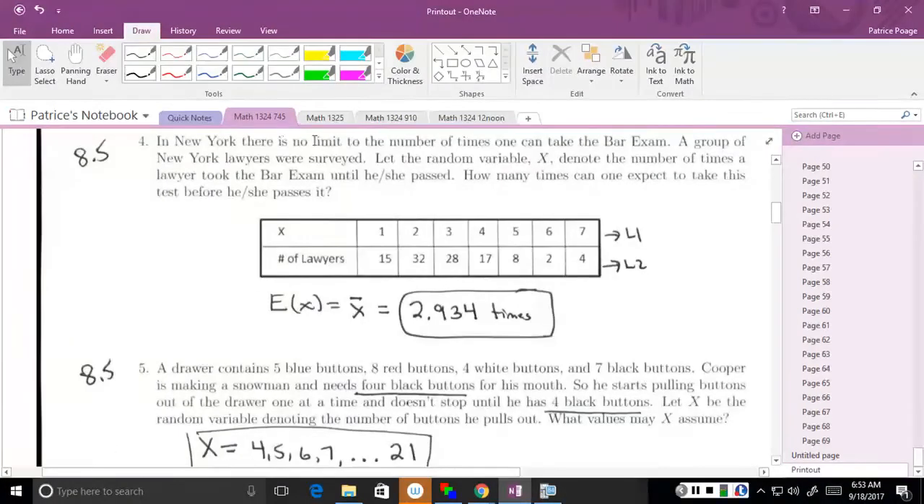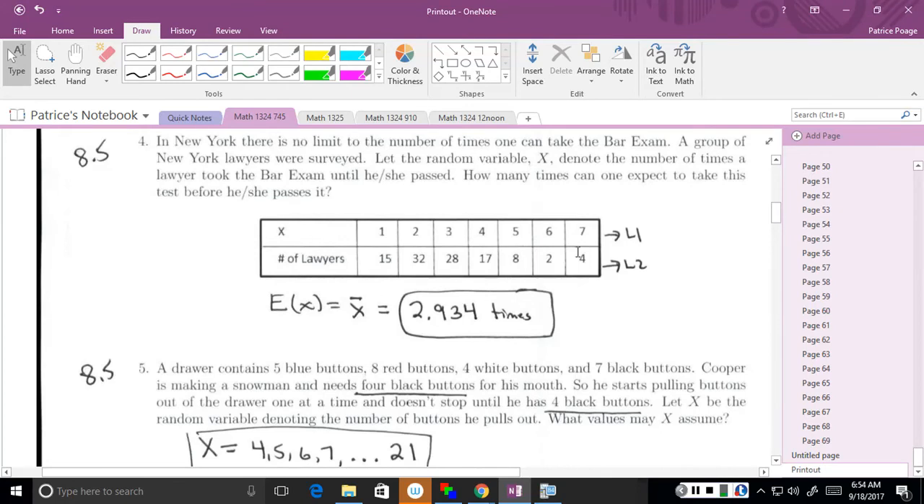In New York, there is no limit to the number of times one can take the bar exam. A group of New York lawyers was surveyed. Let the random variable X denote the number of times the lawyer took the bar exam until he or she passed. How many times can one expect to take the test before they pass?